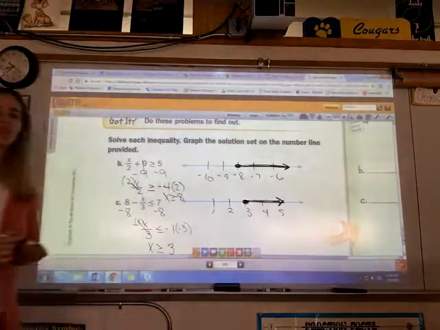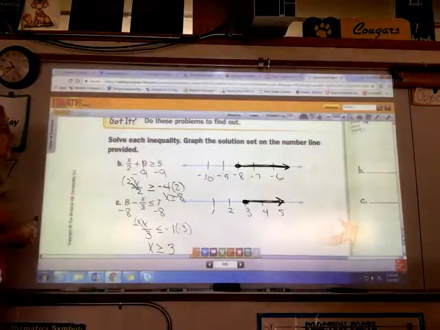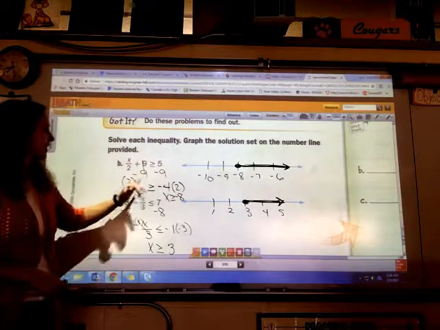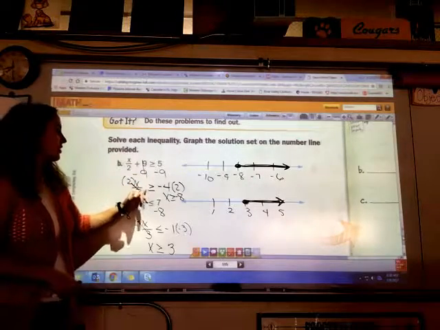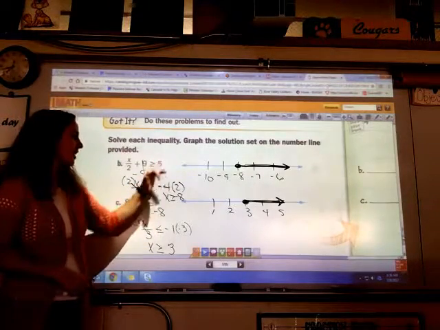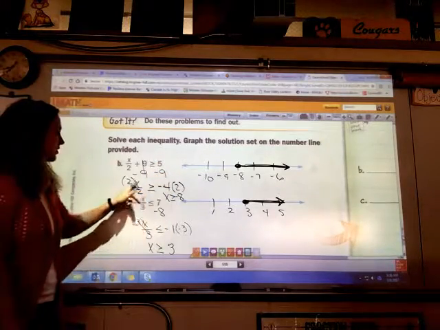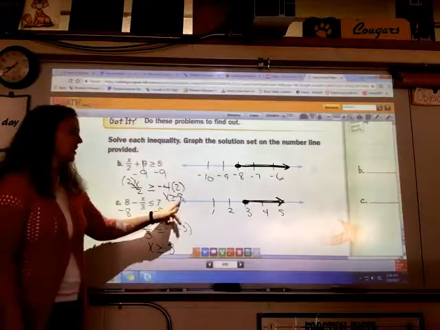All right, let's go ahead and take a look at Got It problems B and C. First thing that I had done was subtract 9 on both sides, so those are going to cancel out. x divided by 2 is greater than or equal to negative 4, since 5 minus 9 would be negative 4. I'm going to multiply both sides by 2. So x is greater than or equal to negative 8.